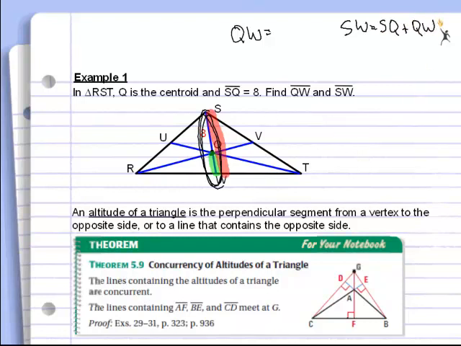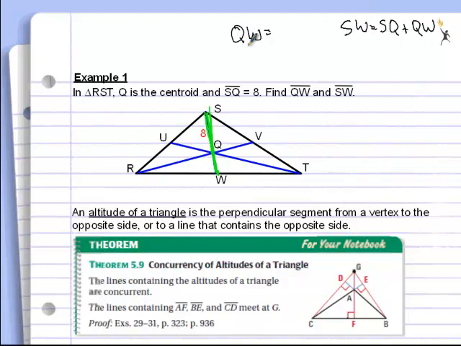That's not too tough. Let me erase some of this so you can see. I'm going to use the segment addition postulate to say that this segment plus this segment equals this segment. The 2 smaller parts make up the whole. SQ plus QW equals SW. That's just the segment addition postulate.